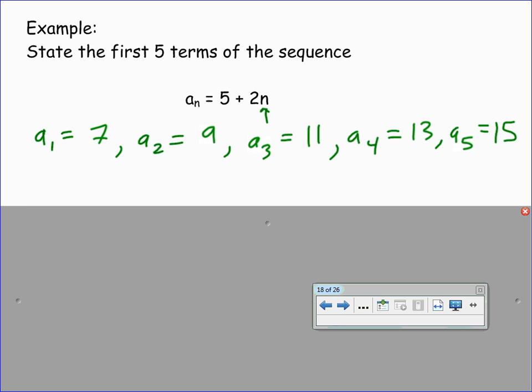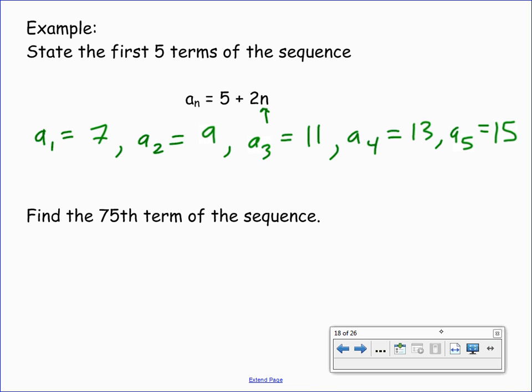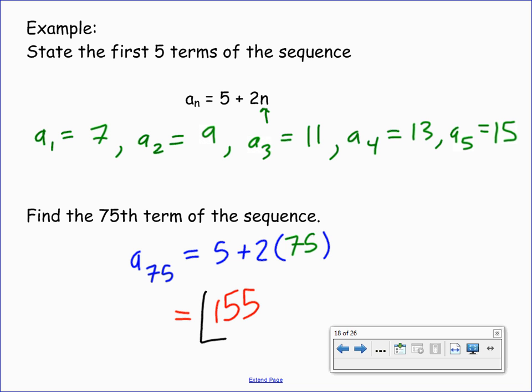All right. So finding the 75th term of the sequence, though, would be much easier. I just do a sub 75 equals 5 plus 2 times 75, and that in turn equals 150, 160. Is that right? 160? 155, I mean, 155. Good, thank you. I'm glad I did hold the class before I box that bad boy.